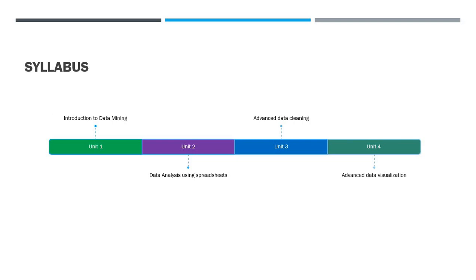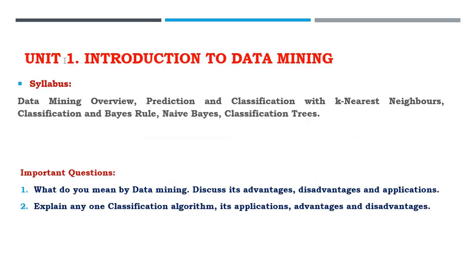So total we have 4 units, and first unit is introduction to data mining. Second unit is about data analysis using a spreadsheet. Third unit is dedicated to advanced data cleaning using MS Excel. And fourth unit is about advanced data visualization using MS Excel. Okay. So let me tell you important topics unit wise. So let's start with unit 1, that is about introduction to data mining.